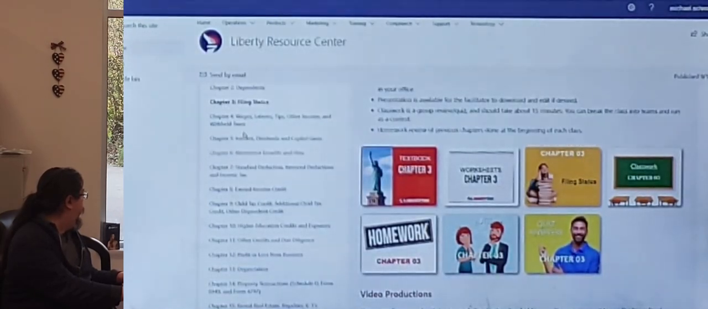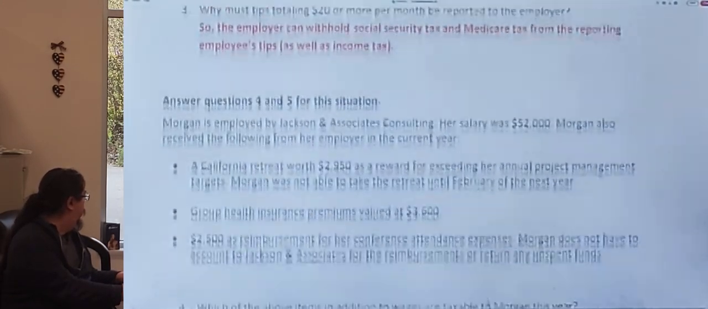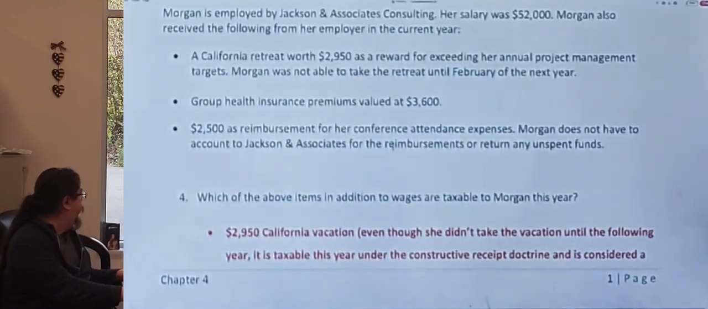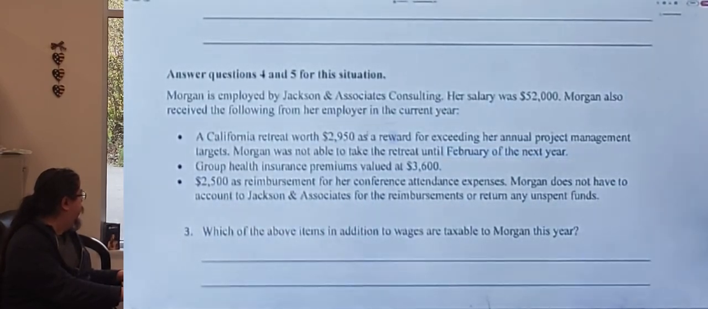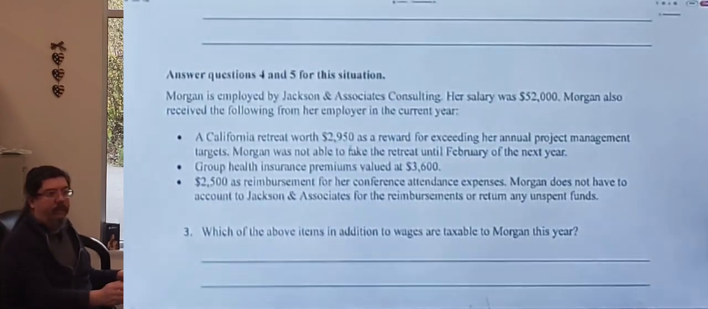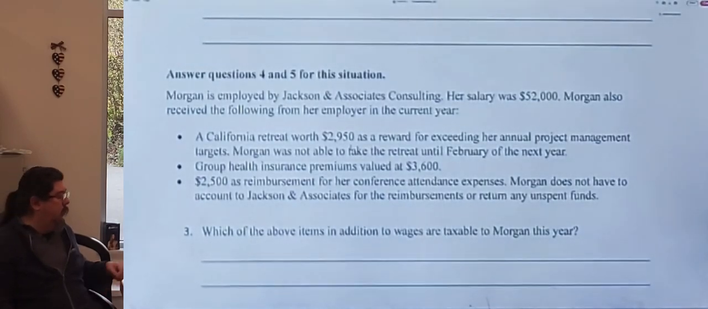Let me double check that. Oh, no, you're right. The retreat is included because she earned it in 2023. I was wondering because of the employer's tax.